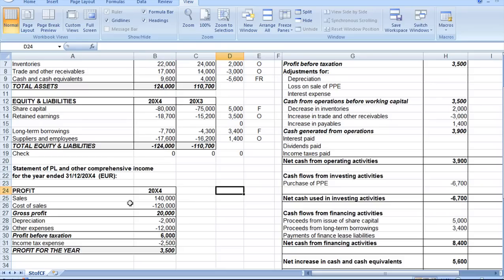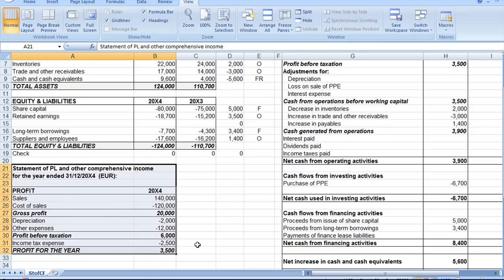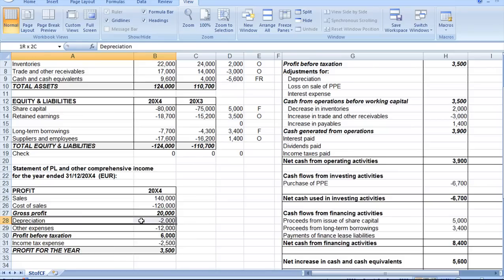But let me show you two adjustments also here. When we look at our profit or loss statement, depreciation is a clear non-cash item that must be adjusted.